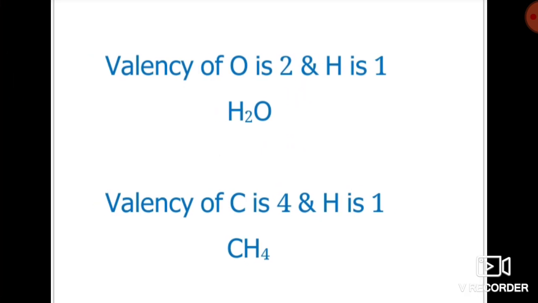Again, if we write the formula for CH, so CH is methane. We can see from the valency chart that the valency of carbon is 4 and hydrogen is 1. So the 1 of hydrogen will go to carbon and the 4 of carbon will be written as subscript under H. So the formula for C and H will become CH4.